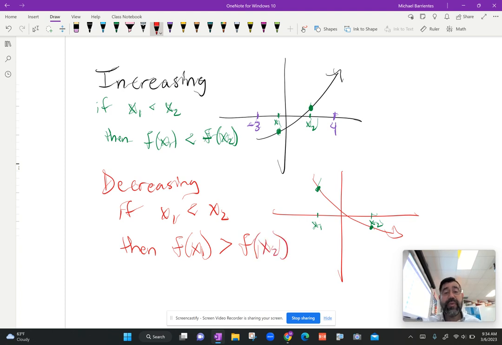In other words, the first point is higher, the one on the left is higher than the one on the right, and that means it's decreasing. Versus increasing, for any 2 points that you pick, the one on the left is lower than the one on the right. That means it's increasing, right? And so that's the math definition of that.